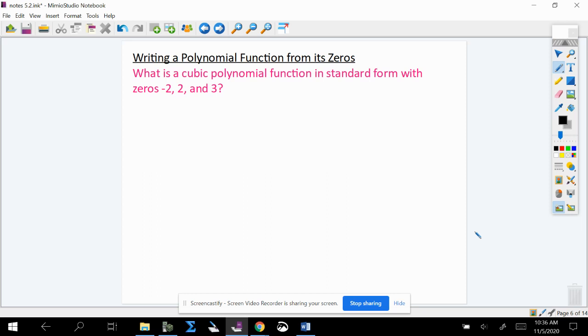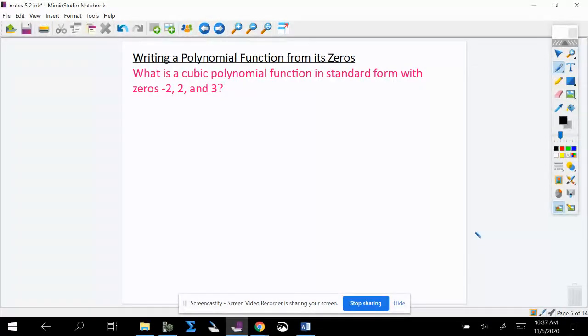Next part of 5.2 is being able to take a list of solutions or zeros and write a polynomial function in standard form. So I want to do a couple of them with you. The second one's going to be a little longer than what I would have you do on your own, just to give you an idea of how this works. So we've done a little bit of this already, so it should sound very familiar. We're just kind of adding another layer to it.